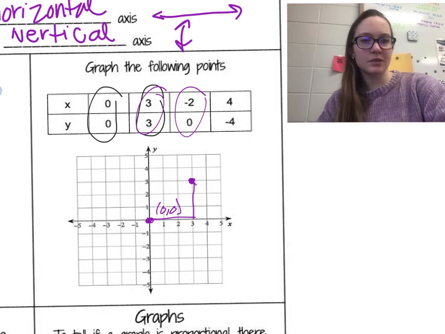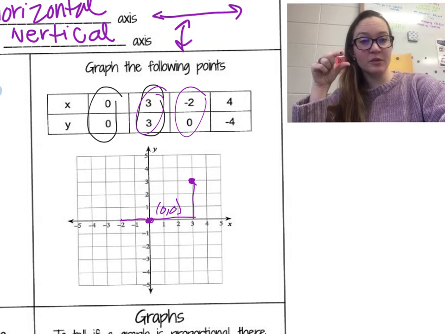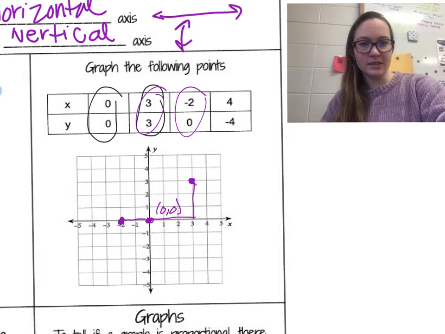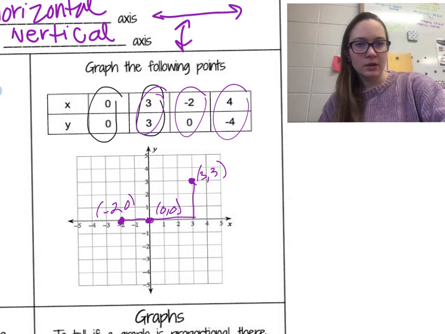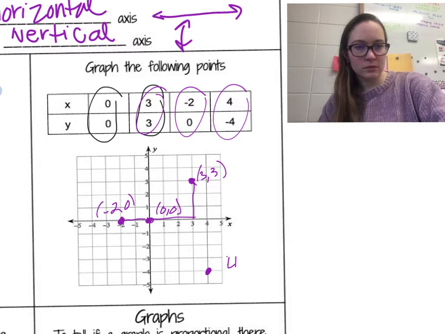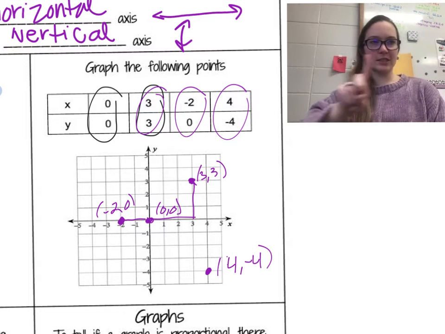Next point, negative 2, 0. I start at the origin. I go to negative 2. And then 0 means that I don't move up or down, so it just goes right there on the x-axis. Okay. Last point, 4, negative 4. I start at the origin. I go over to 4. Then I go down to negative 4. So your x value goes first, and its direction is side to side. Y value is second, and that one is up and down.